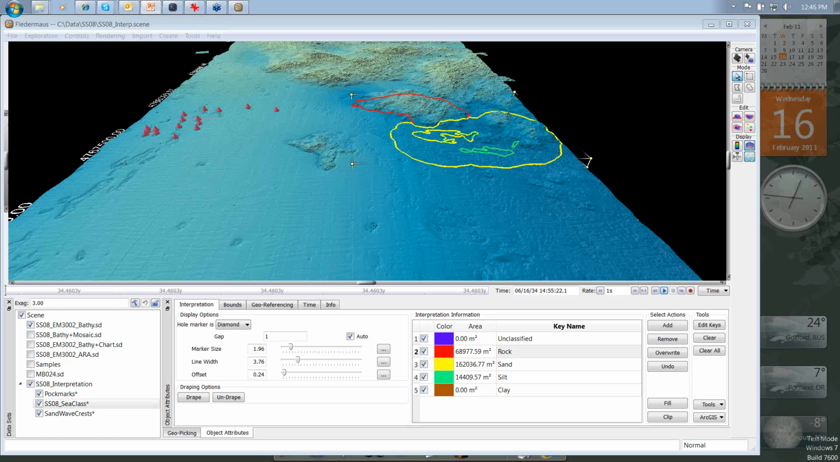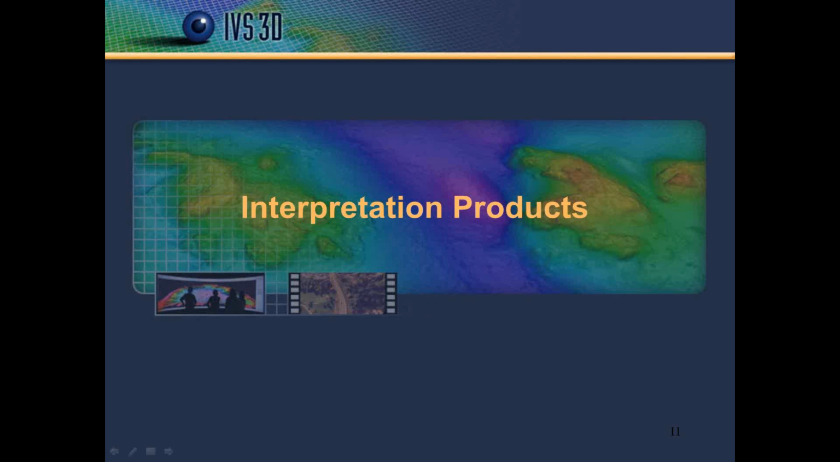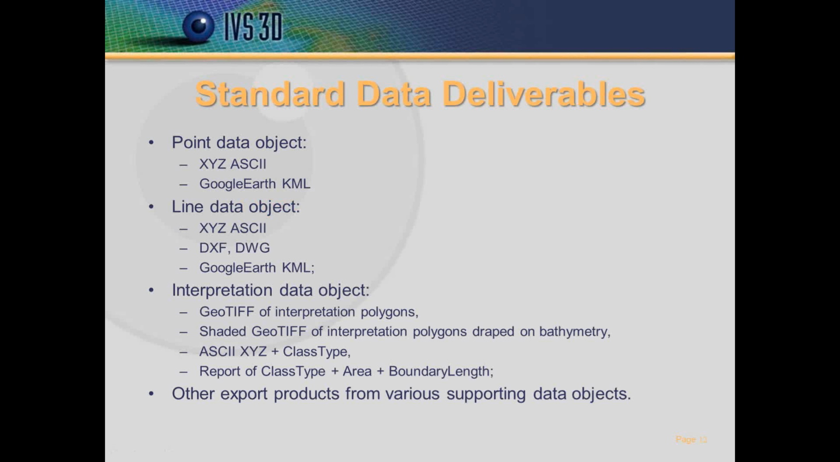We'll just take a quick look at the interpretation products or deliverables. What can we export out of the different data objects we've created? Well, the standard data deliverables these days are just unstructured data files that you supply to a client. Out of a point data object, you can export the information as an ASCII XYZ file or as a Google Earth KML file. For line data objects, you can export those as, again, an ASCII XYZ or a DXF DWG or a Google Earth KML. For an interpretation data object, there's a couple different things we can do.